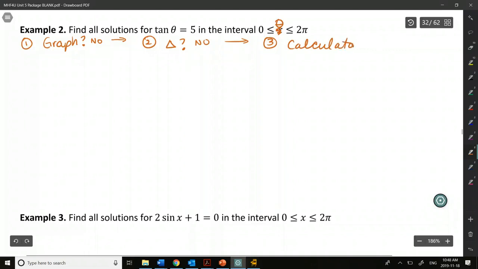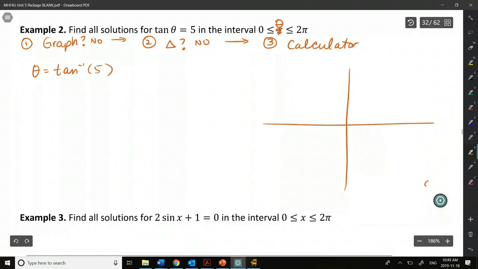How do I separate tan and theta in my calculator? How do I get theta by itself? Inverse of tan. Right, so we're going to have to do tan inverse of our ratio value. And I should expect that, again, I'll get 2 answers between 0 and 2 pi.